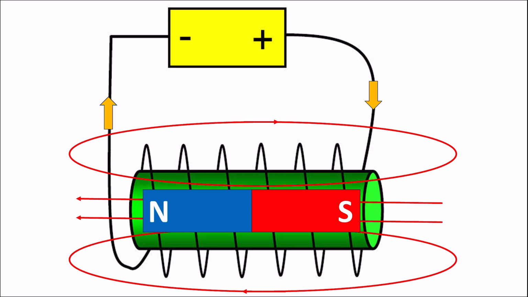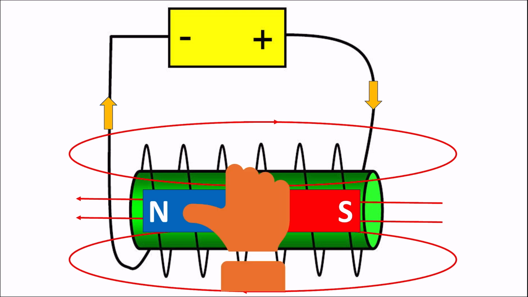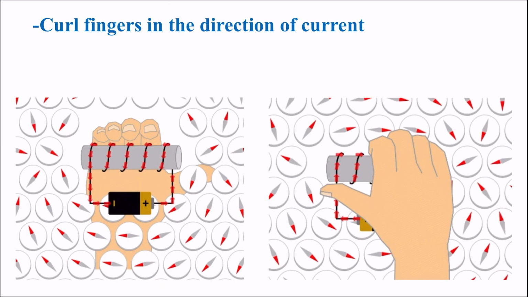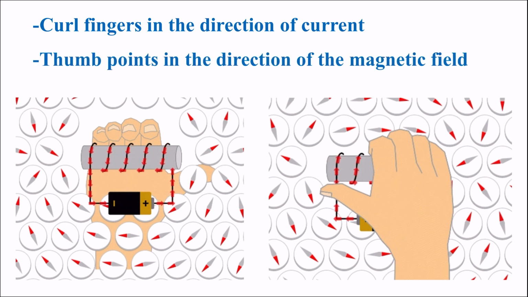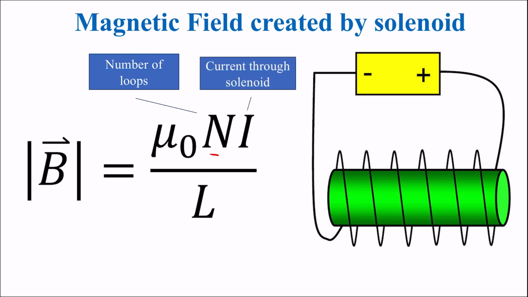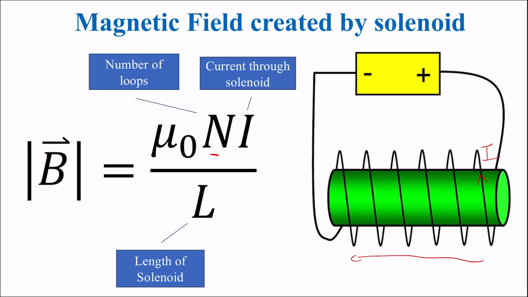The direction of the magnetic field in the solenoid is given by another right-hand rule. For this right-hand rule, you curl your fingers in the direction of current, since now the current is going through many loops, and then your thumb will point in the direction of the magnetic field or magnetic north. The formula for the magnetic field in the solenoid is given by mu sub 0 N I over L. Mu sub 0 is still magnetic permeability, N is the number of loops of wire, I is the current that's being passed through the solenoid, and L is the length of the solenoid.